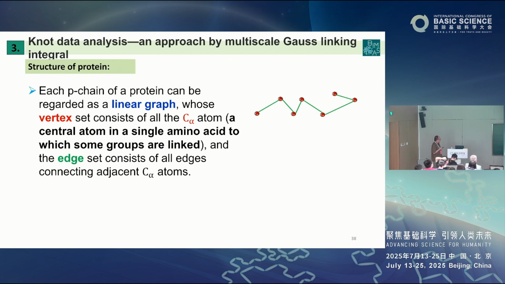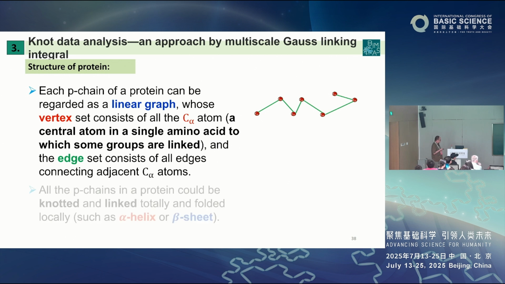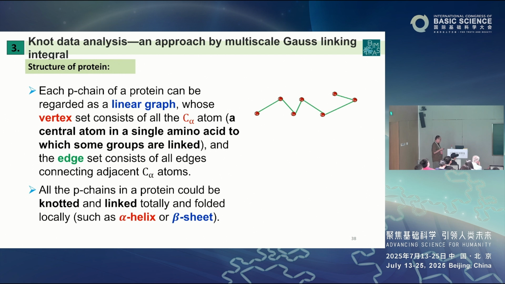Each chain of a protein can be regarded as a linear graph whose vertex set consists of all the C alpha atoms, the red ones here. The edge set consists of all edges connecting adjacent C alpha atoms. This is a chain. All the chains in a protein could be linked together and folded locally, such as an alpha helix or beta sheet.